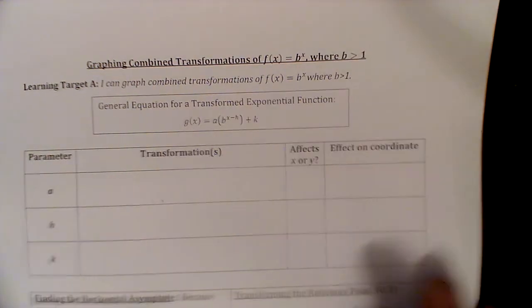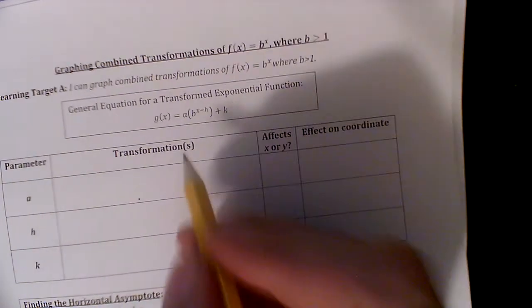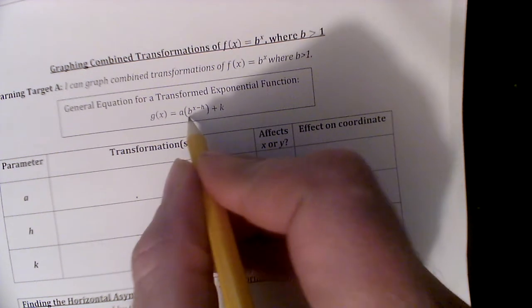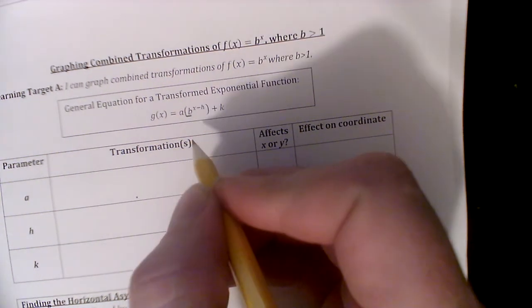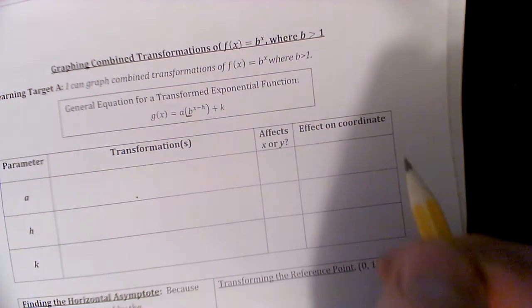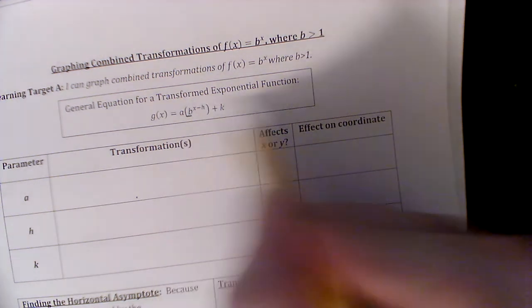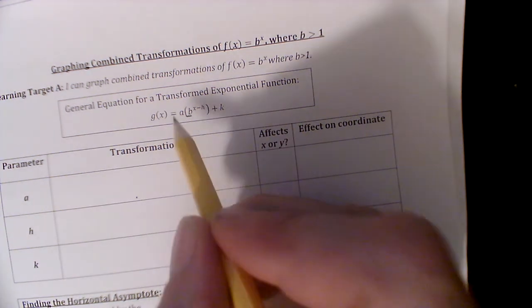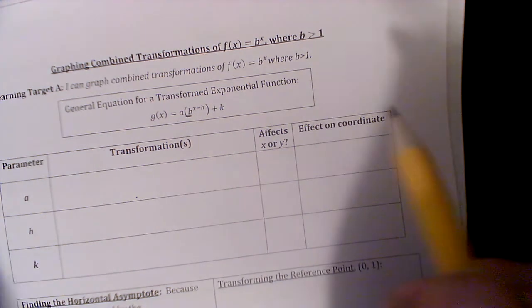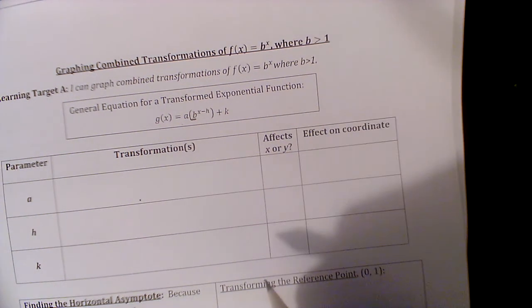Alright, we were on page 2 now. I want to show you something. This formula up here does have a b, right? But this b now represents a base. So when they tell us about the transformations, instead of having a, b, h, and k, it's really going to have a, h, and k. So we only have 3 transformations to worry about.